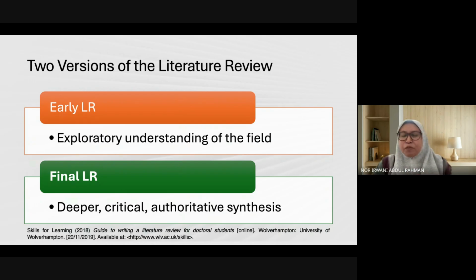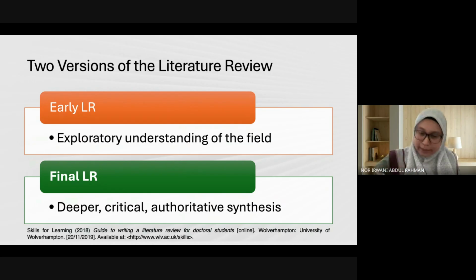To be frank, up to this level, we have to admit that if we do not have sufficient reading, we cannot write. Kita tak boleh tulis kalau kita tak baca. You cannot write if you don't have sufficient reading. The quality of the reading material that you are referring to.